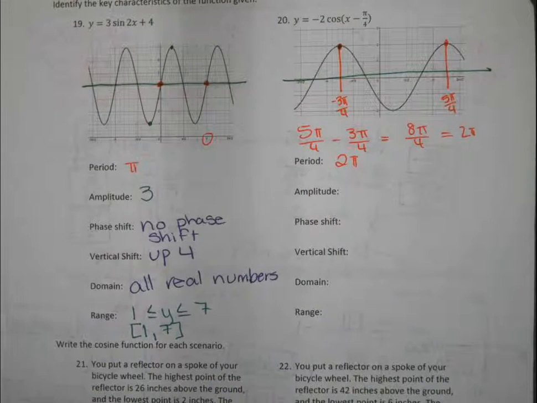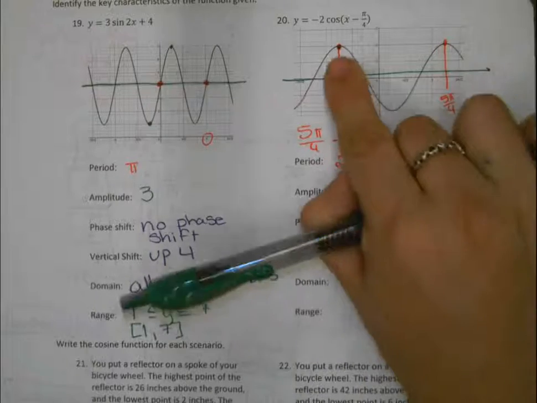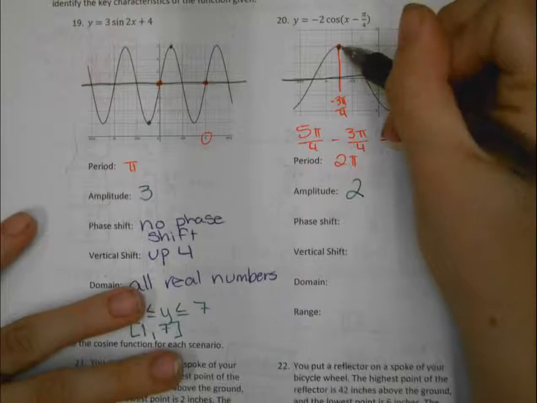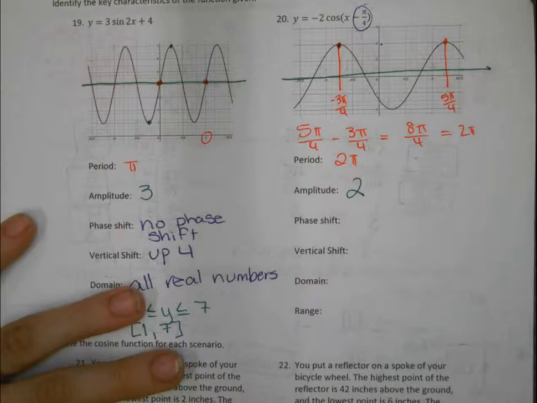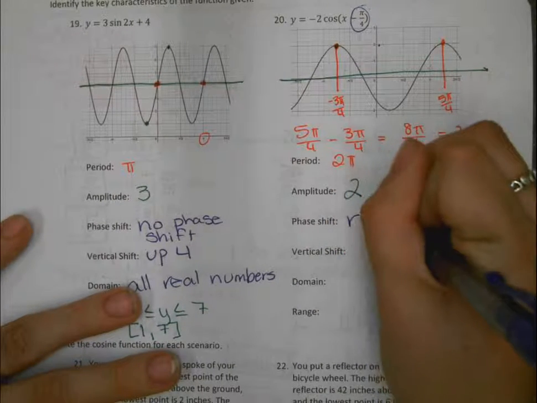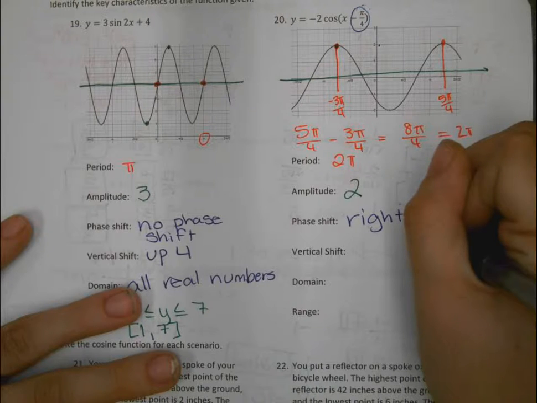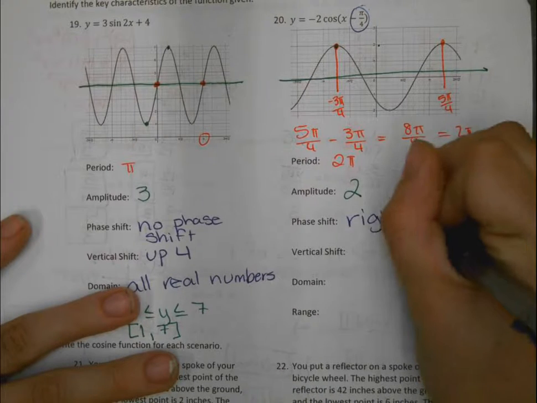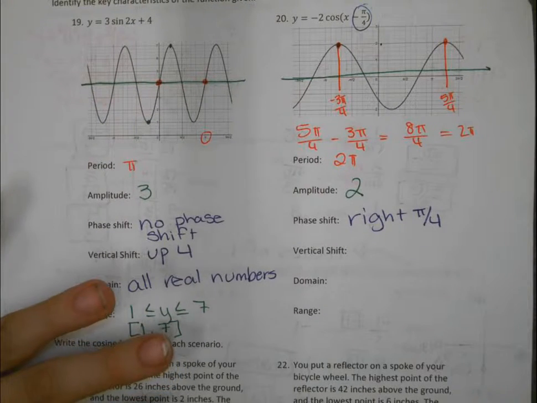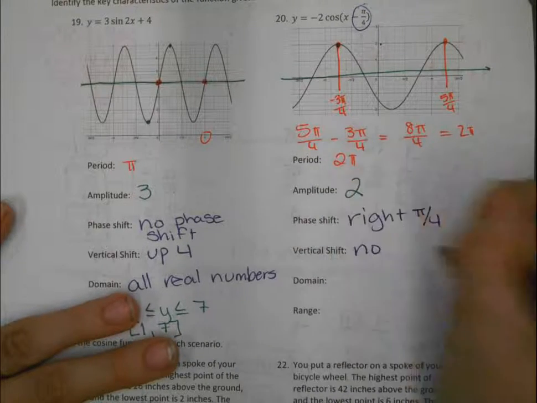Amplitude is the distance between the green line and the high point. It goes up 2, so my amplitude is 2. My phase shift means how much it's moved over. Typically, the graph will start here. If I look inside parentheses, it's got minus pi fourths. This means it's been shifted right pi fourths. Okay. Vertical shift means how much up or down. It's not moving at all, so there is no vertical shift.